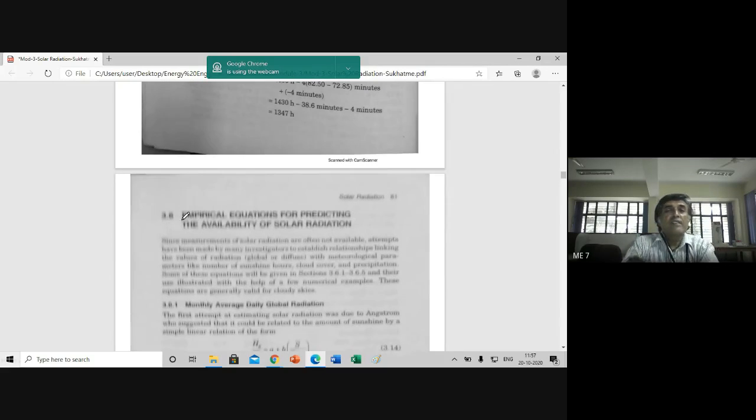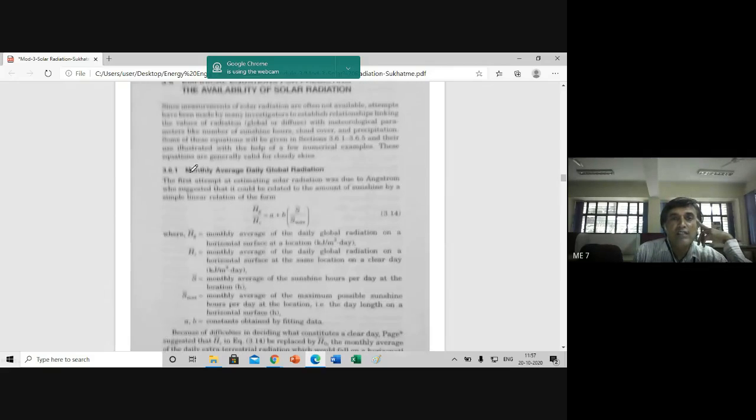Now we have several empirical equations to calculate the monthly average daily global radiation, diffuse radiation, beam radiation, and average extraterrestrial radiation. Let us see what these empirical equations are. And as one typical example to estimate the monthly average daily global radiation, we will solve that one equation.